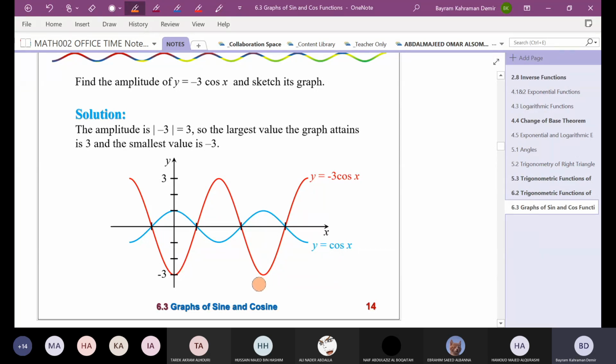Now, what is the range again? The important question. The range is from negative 3 to 3, right? Whether this number is negative or positive doesn't matter. The range is between negative and positive of this number. So we have negative 3, so the range is between negative 3 and 3. If this is 3, again, the range is from negative 3 to 3.